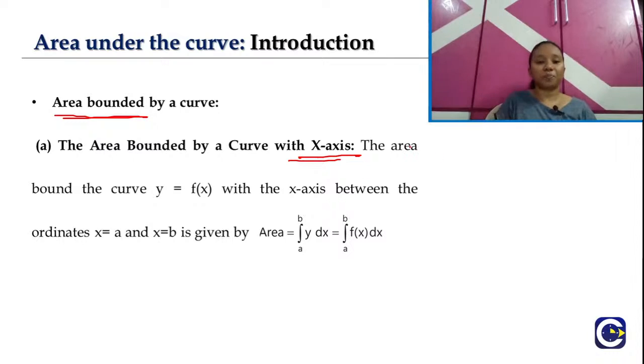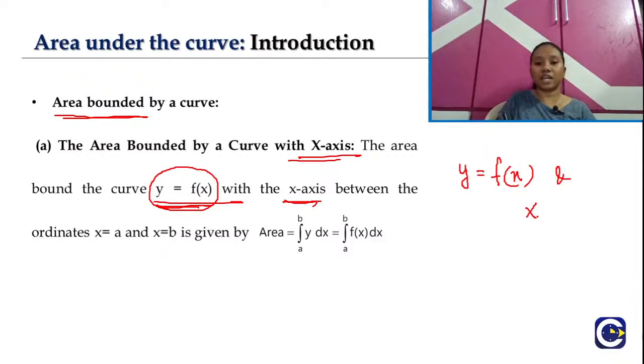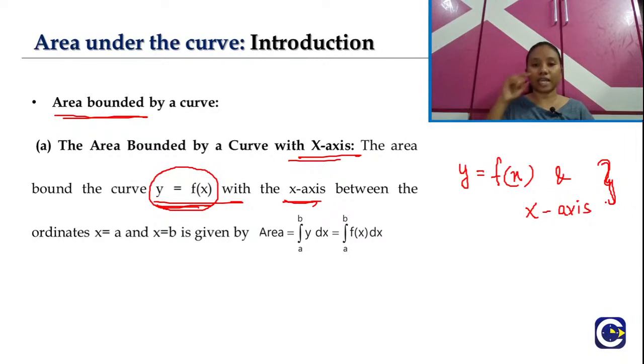So suppose we have a curve y equal to f of x. The area bounded by the curve y equal to f of x with the x-axis, in between y equal to f of x and the x-axis. The area between these two we have to find, that is nothing but the area bounded by a curve with x-axis. So how will we find that?